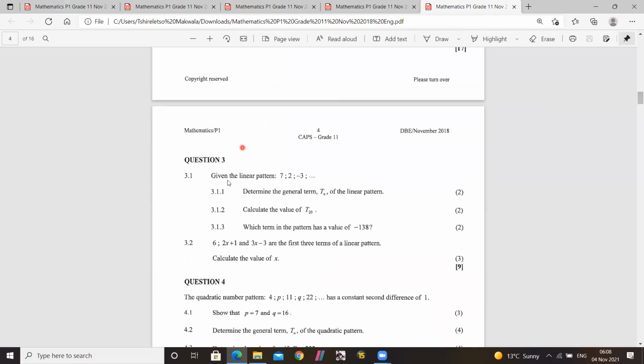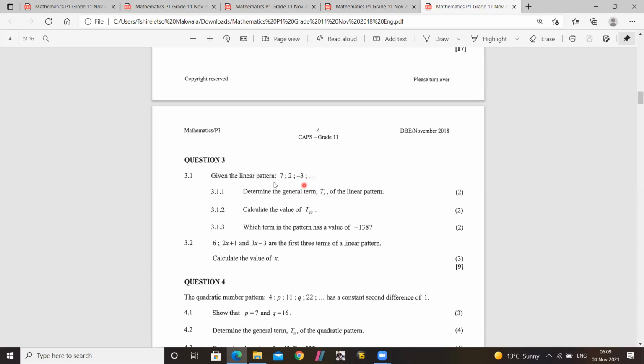Okay. So question 2, they will ask laws of exponents. Question 3 and 4 will be number patterns. It's either a linear number pattern or a quadratic number pattern. And I'll just go through how you approach this question.